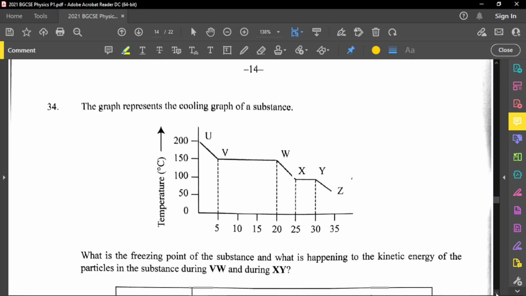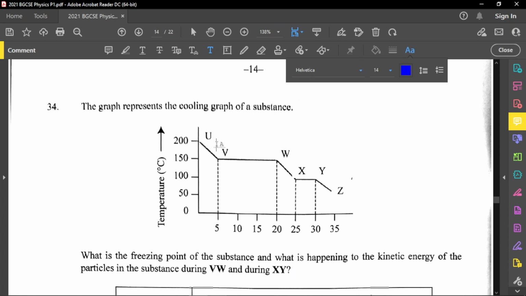All right, remember we talk about this in terms of change of temperature: when there's a change of temperature, there's no change of state, and when there's no change of temperature, there is a change of state. I want to look at what is happening at VW and also at XY. So let's quickly make some notes. Again, it's a cooling curve. Since there are so many different changes, we can start this as a gas.